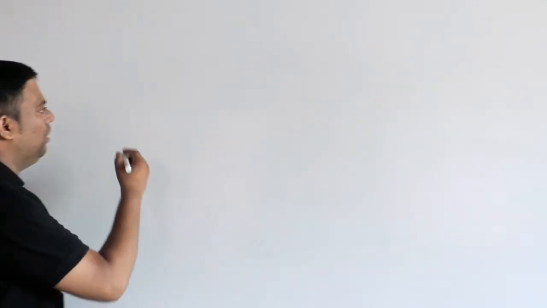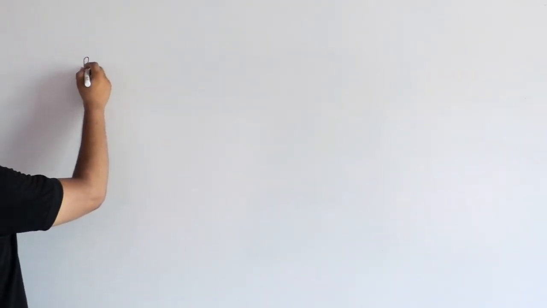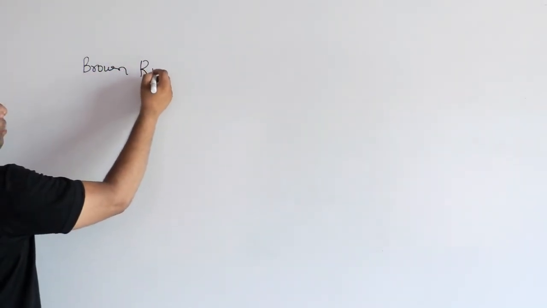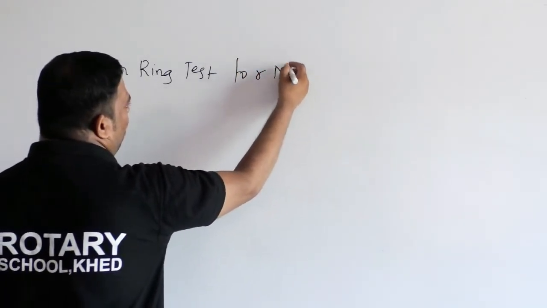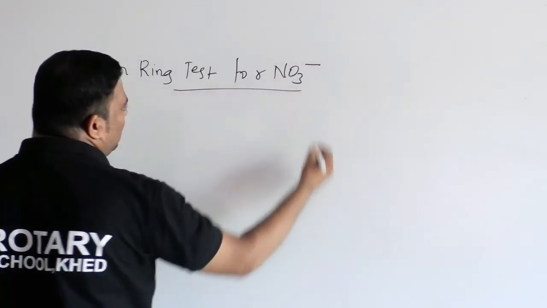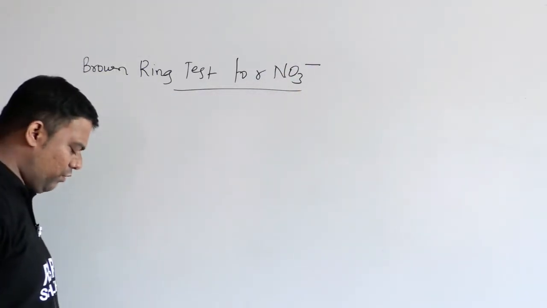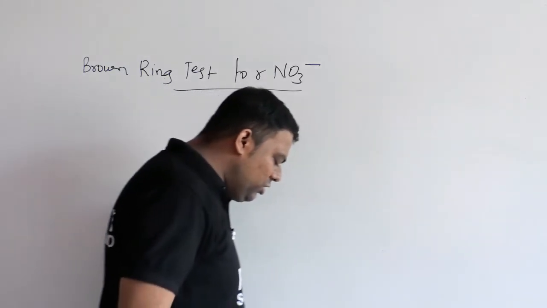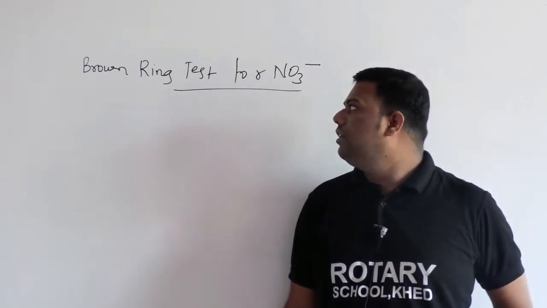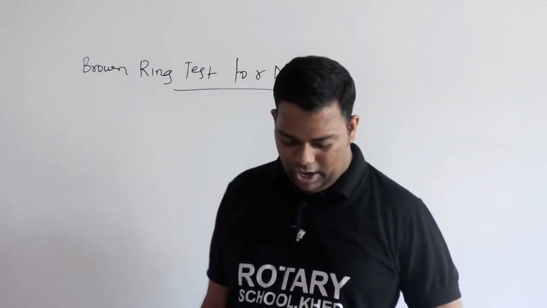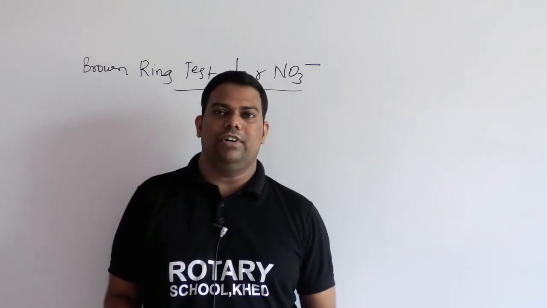Brown ring test. You can write: Brown ring test for NO3 minus. In short, first I will give some idea about this Brown ring test, so listen to this carefully first.